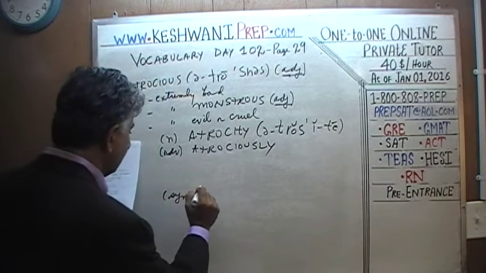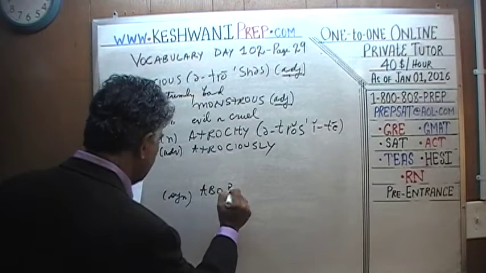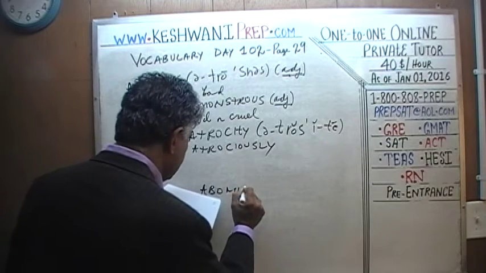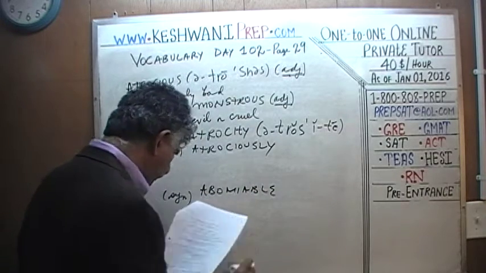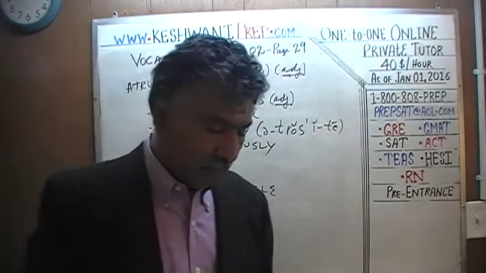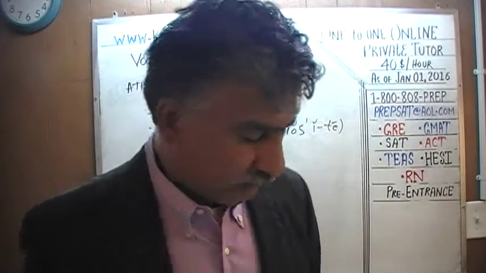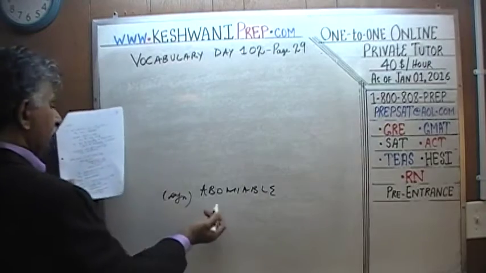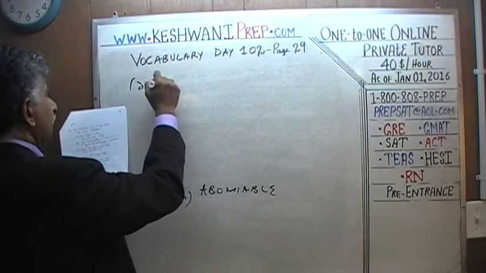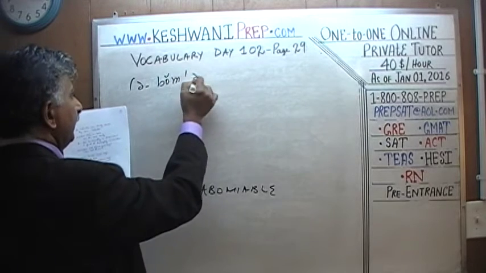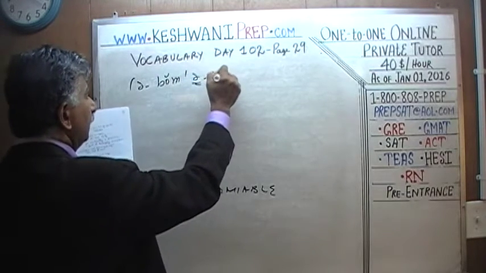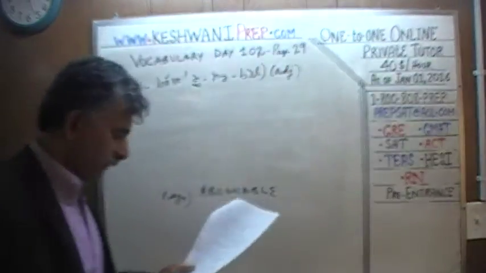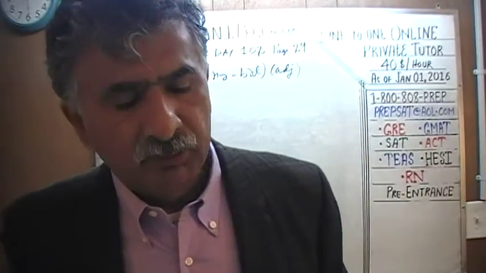Synonym of atrocious would be abominable. Let's put it on the blackboard so we can both learn it properly. I'm trying to say it too fast, which is exactly why we put the pronunciation. The word here: a, bomb, and then there's an a here. Abominable. Something abominable is so-called because it is terribly bad.